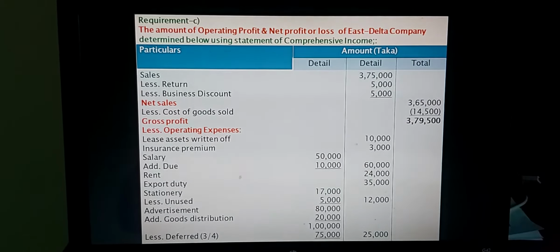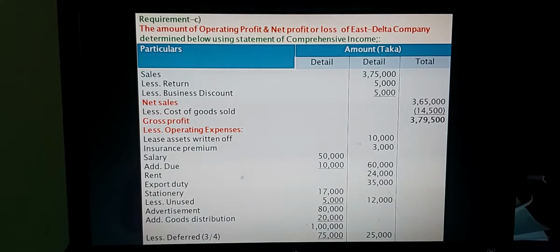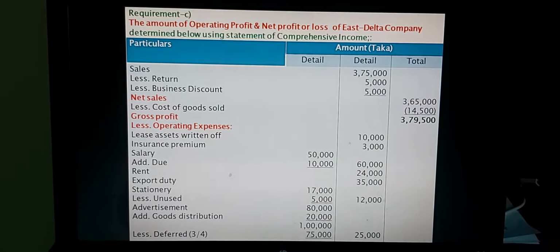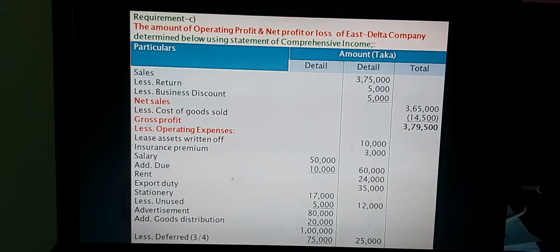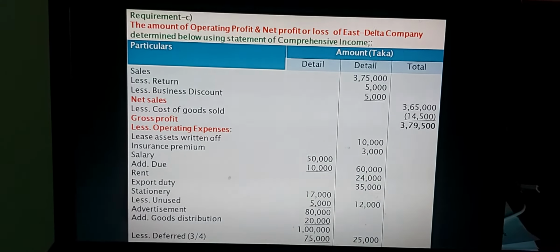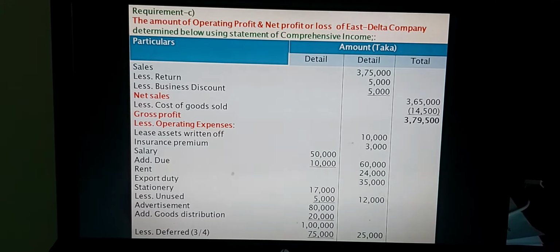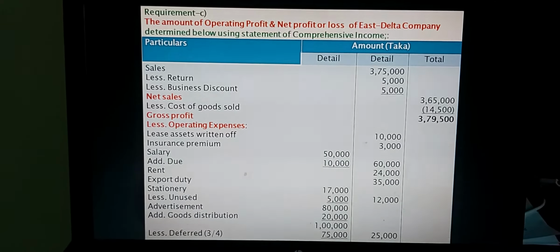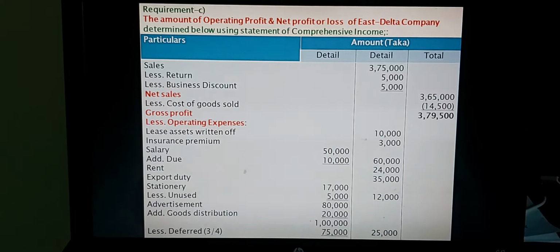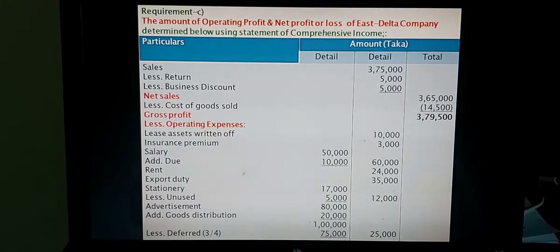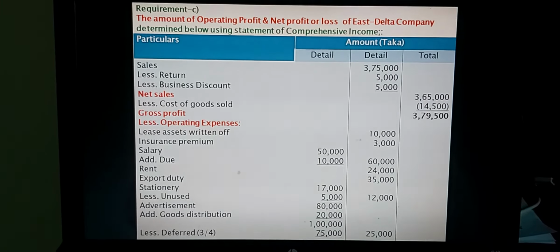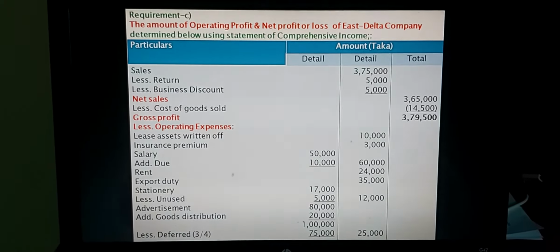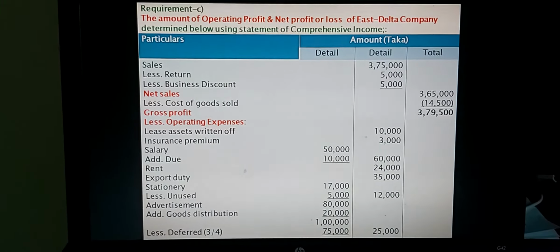Okay, I think you're ready to write the solution of requirement C. Okay, the amount of operating profit and net profit or loss of this Delta company determined by using a statement of comprehensive income. Total amount column, another one, particulars column, totally 4 columns to be available. Okay, now you can start the income statement.